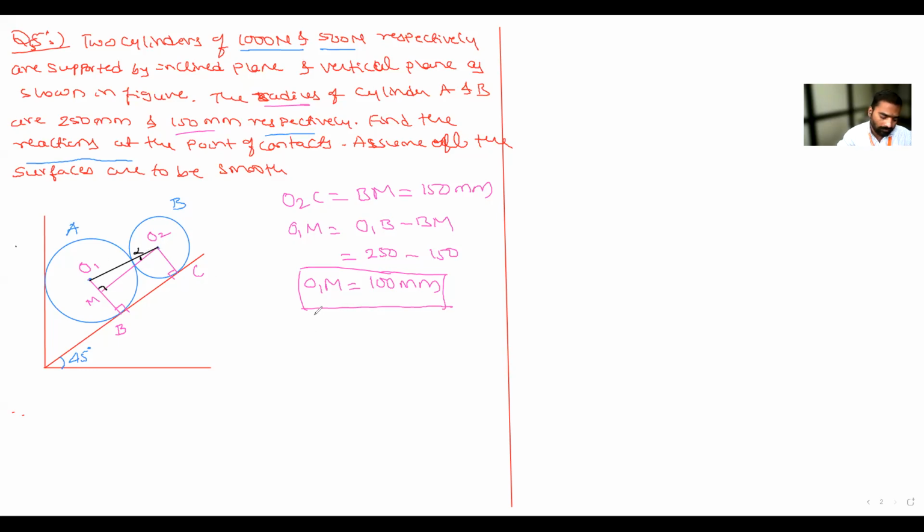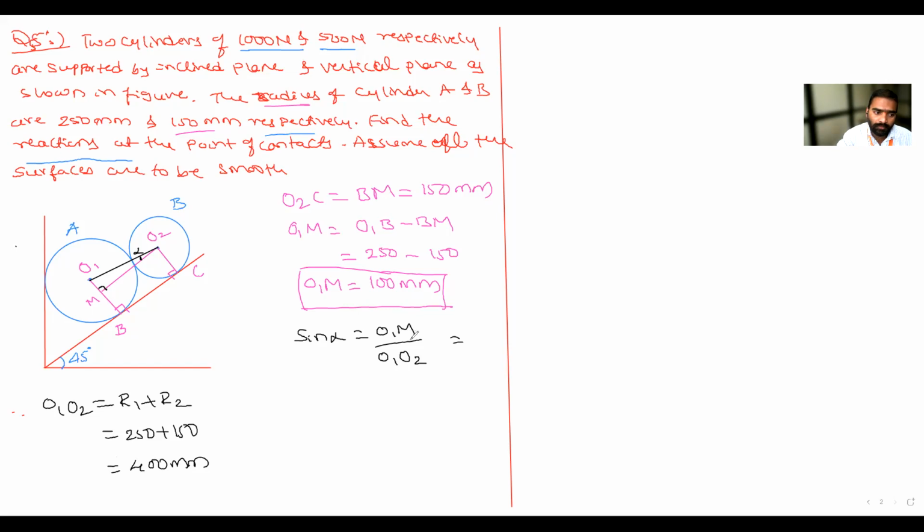So how to find out alpha? Sin alpha is equal to O1M divided by O1O2. Now tell me, how much is O1O2? The cylinder R1 radius plus R2 radius, correct? That is 250 plus 150. How much is it? 400.